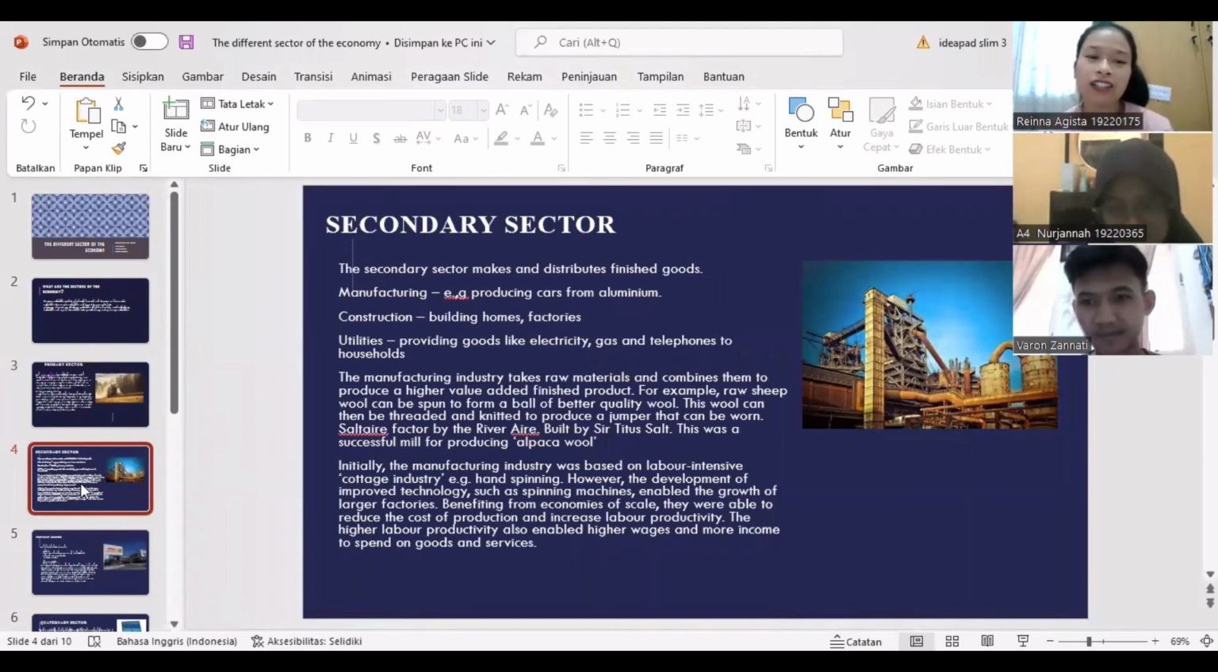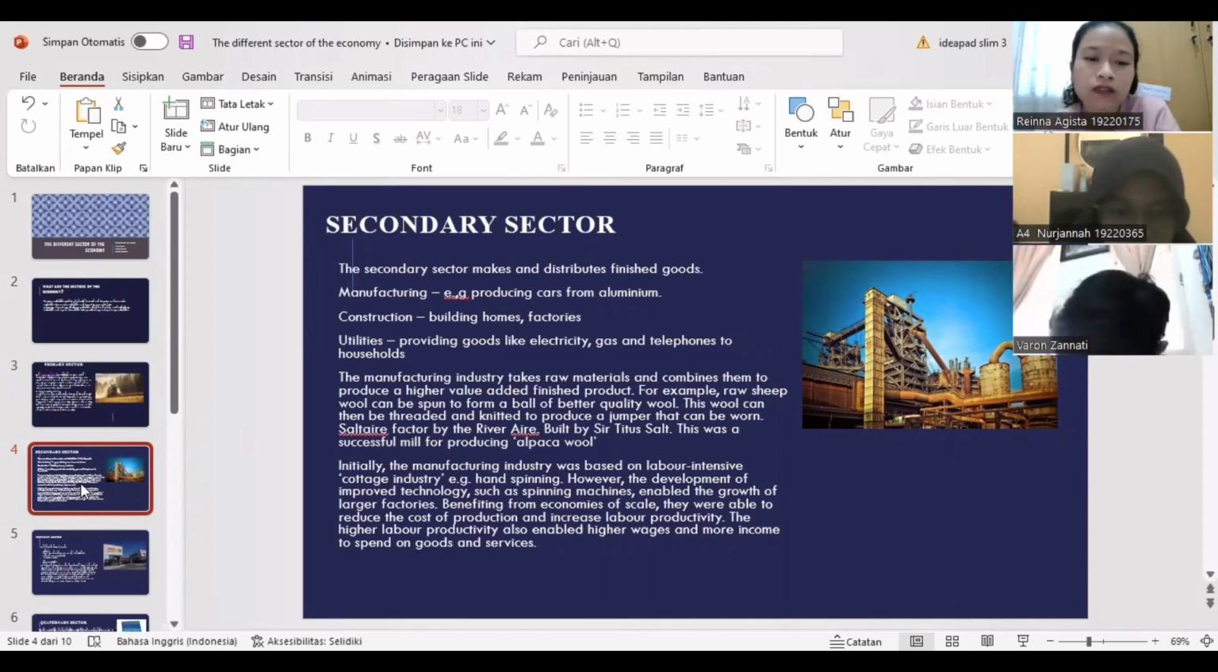Secondary sector. The secondary sector makes and distributes finished goods. Manufacturing is producing cars from aluminum. Construction is building homes and factories. Utilities provide goods like electricity, gas, and telephone to households.